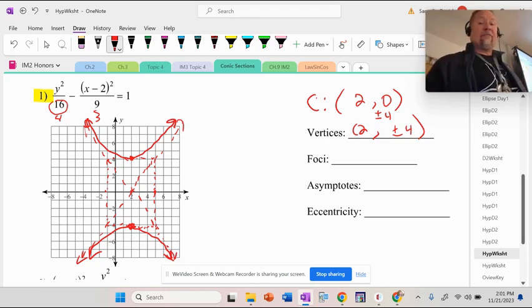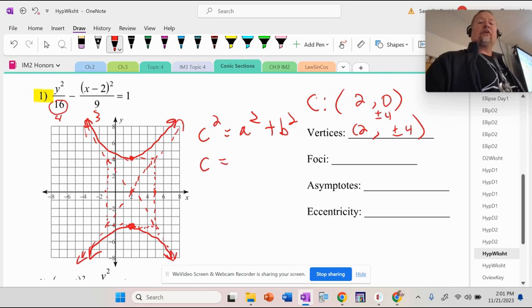We're right to the foci, and I already have enough. I already know what I have to do for the asymptotes. I just really have to look at it. You already said it, so wrong, wrong, wrong. You already said it, so I won't make you say it again. This is because the foci have to be inside the bowls, so bigger than A.